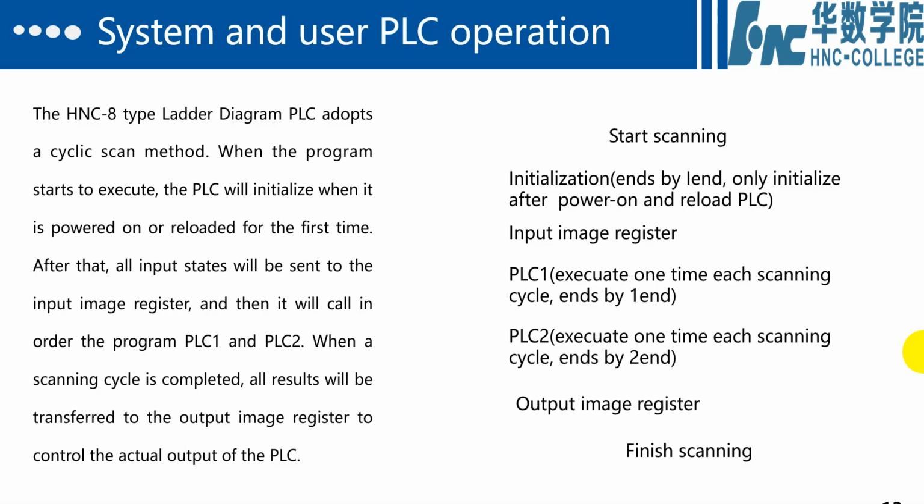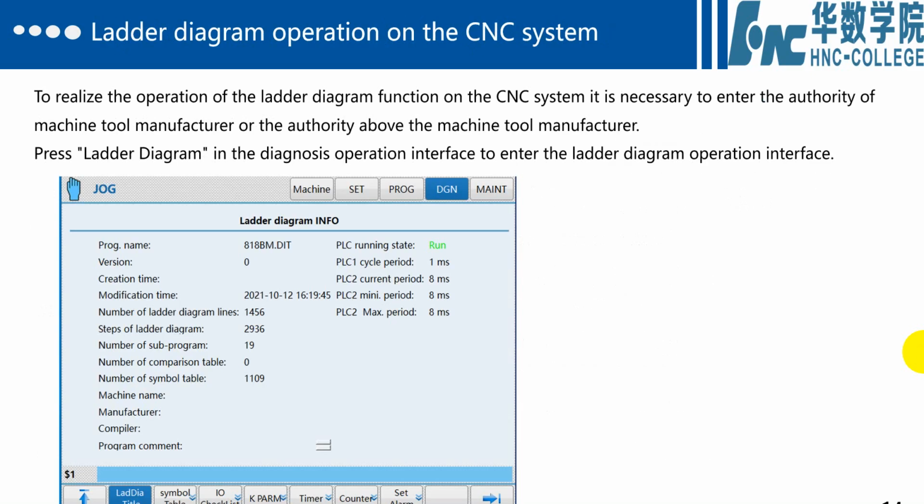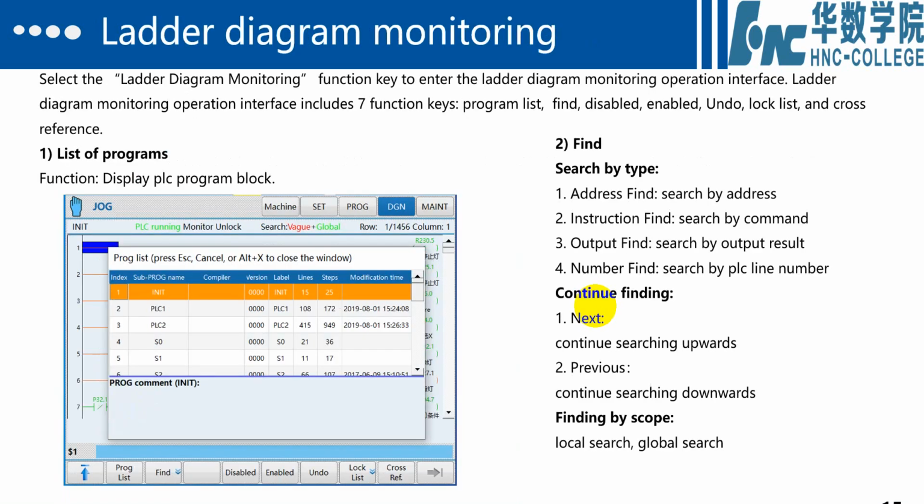When a scanning cycle is completed, all results will be transferred to the output emission register to control the actual output of the PLC. To realize the operation of the Ladder diagram function on the CNC system, it is necessary to enter the authority of machine tool manufacturer or the authority above the machine tool manufacturer. Press ladder diagram in the diagnosis operation interface to enter the ladder diagram operation interface. Select the ladder diagram monitoring function key to enter the ladder diagram monitoring operation interface.